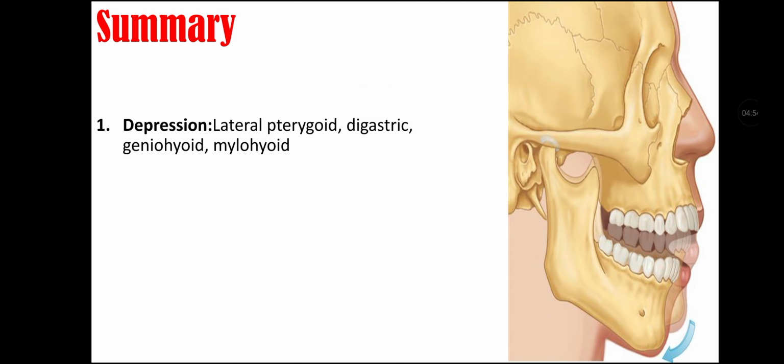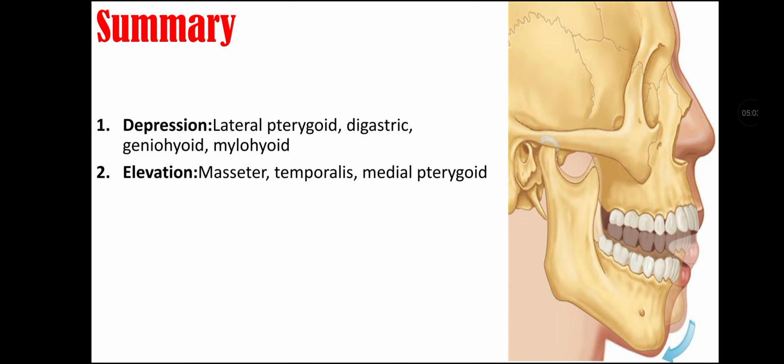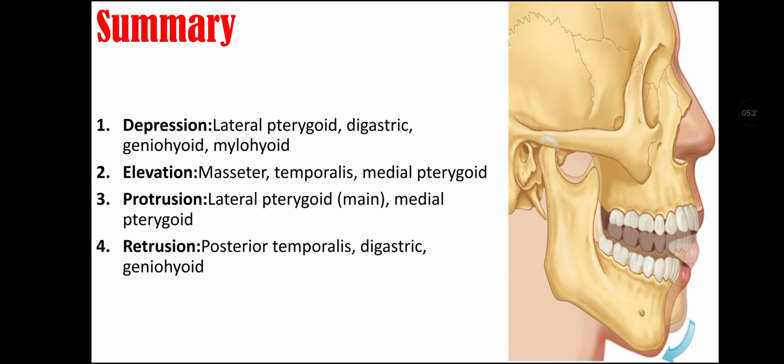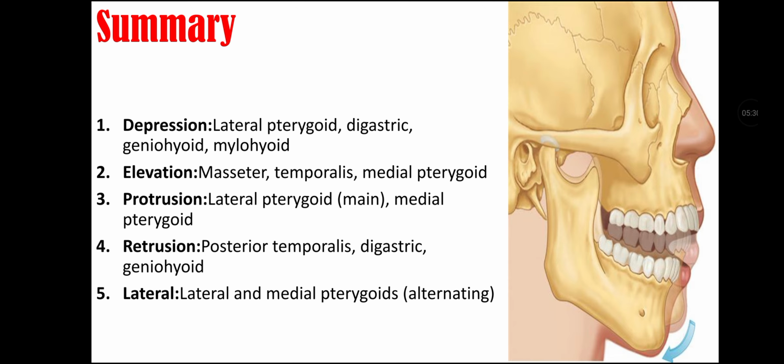Summary of movements. First is depression, that is done by lateral pterygoid muscle, digastric muscle, geniohyoid muscle, and mylohyoid muscle. Second movement is elevation, that is accomplished by masseter muscle, temporalis muscle, and medial pterygoid muscle. Third movement is protrusion movement, that is accomplished by lateral pterygoid muscle, and medial pterygoid muscle assists in this. Fourth movement is retrusion movement, which is accomplished by posterior temporalis muscle, digastric muscle, and geniohyoid muscle. Fifth movement is lateral movement, that is done by lateral and medial pterygoid muscle alternatively.